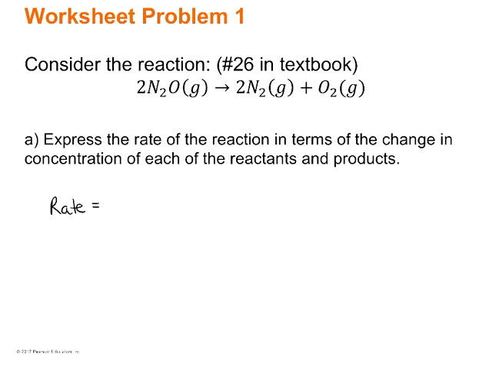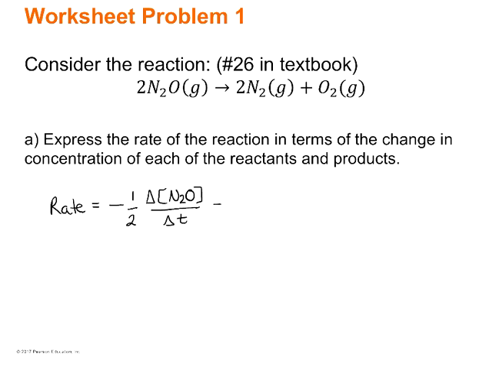And again, if you want to try this on your own, you can always pause the video. All right, so let's start with our reactant, N2O. And again, for reactants, because we're losing the reactant, we're going to put a negative sign in front. And then the coefficient here is 2, so we're going to multiply this by 1/2. And then we're just writing out the change in concentration of N2O over the change in time.